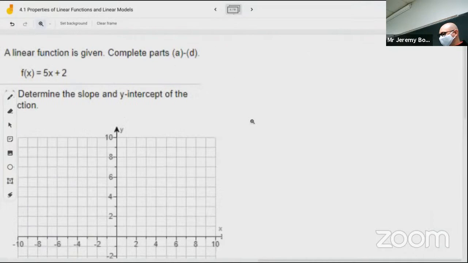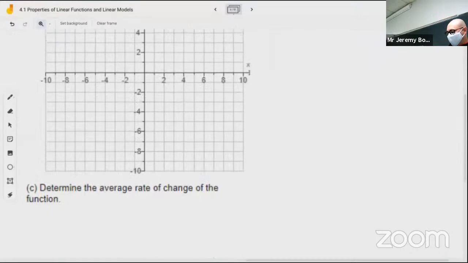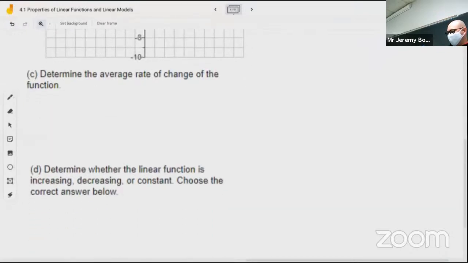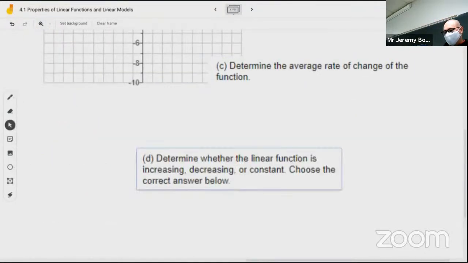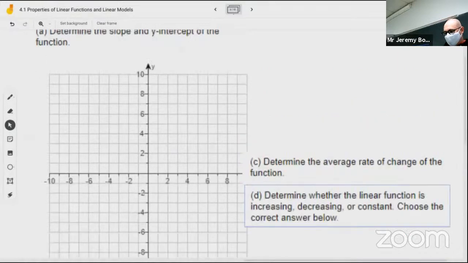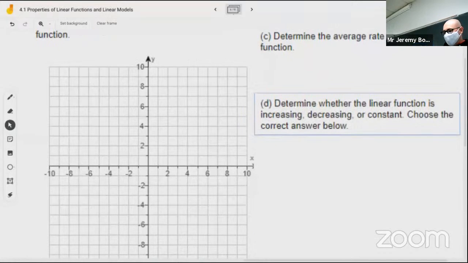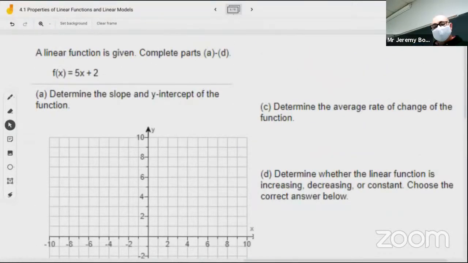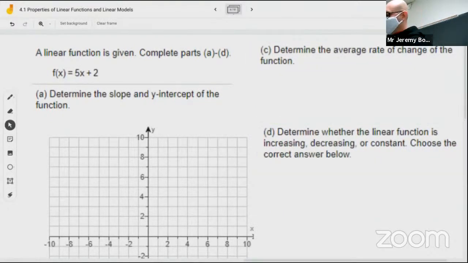So here they give us a linear function, and what we want to do is determine the slope and the y-intercept, determine the average rate of change, and determine whether the linear function is increasing, decreasing, or constant. So those are the three that we're trying to find. And you want to graph it. I think that's the second step. Let's just move these over here so you can see them all. So determine the slope and the y-intercept, graph it, and then we'll determine the average rate of change and whether it is increasing, decreasing.